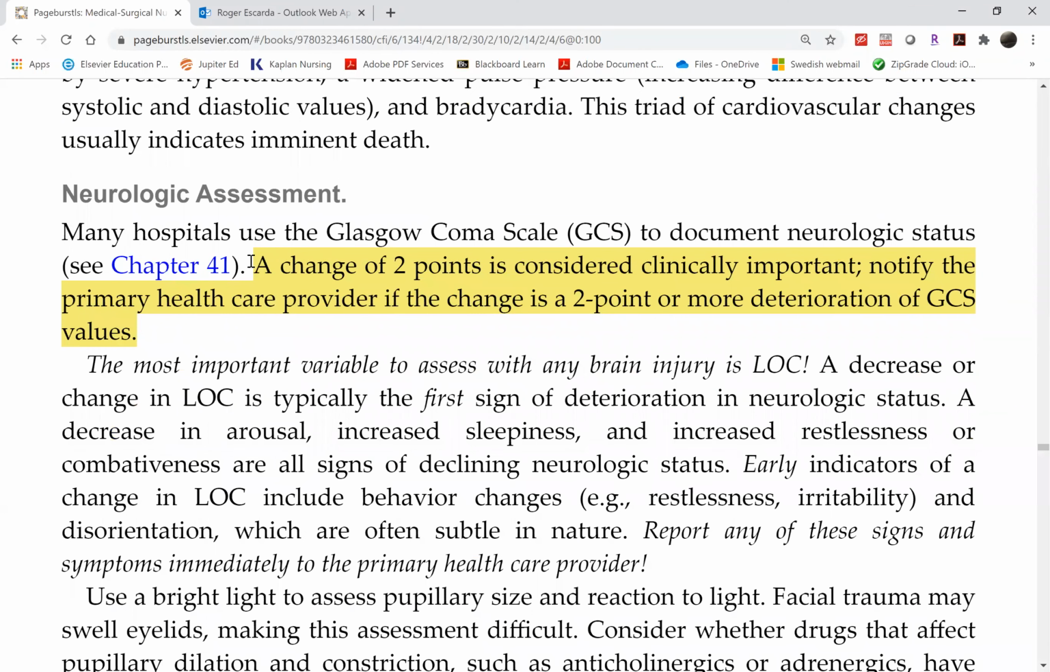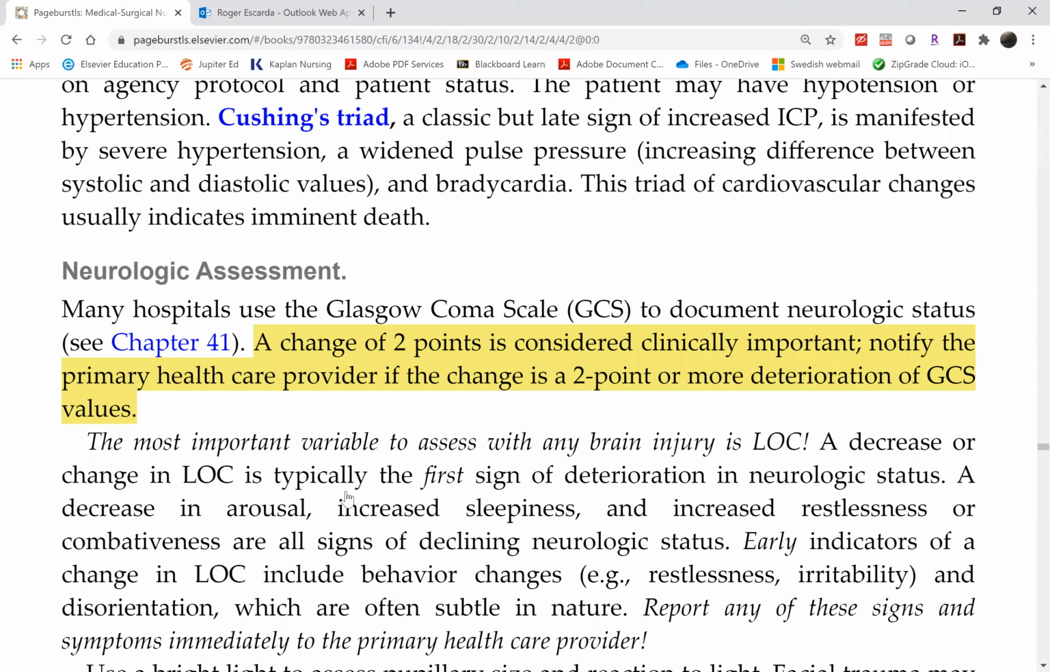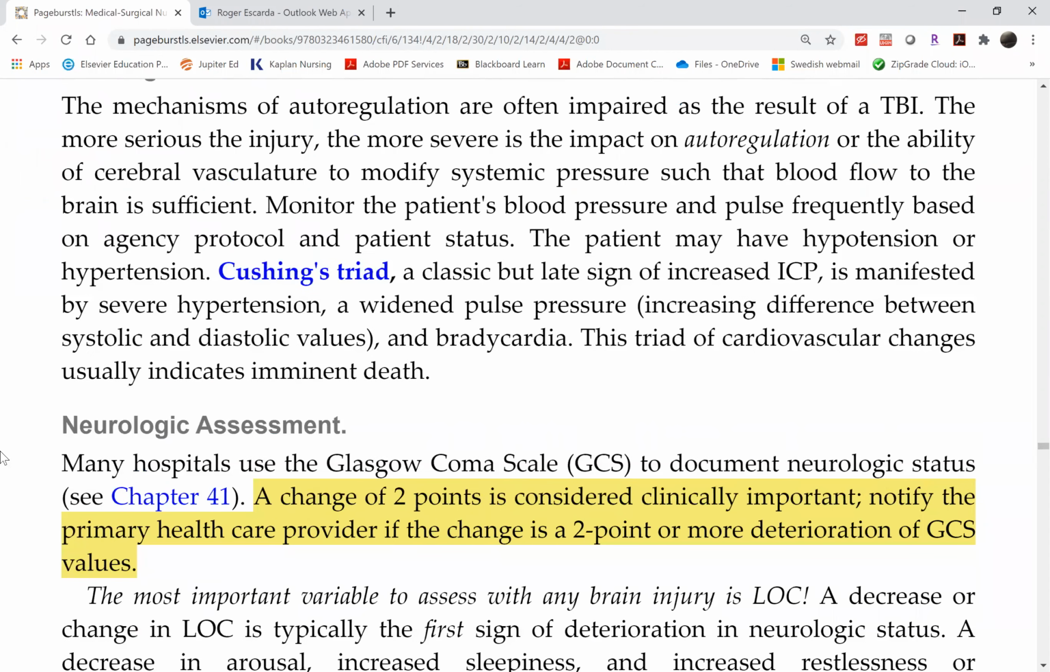Here's a trivia. So take note of all these, okay? Because on the test question, I will not give this exact statement. So instead of saying there's a change of 2 points, I actually give you the change. I'll start with, let's say, what was the baseline GCS score, and then what is it now? Same thing with the Cushing's triad. I will not say severe hypertension with a wide pulse pressure. I'll give you the patient's vital signs, blood pressure and heart rate. Is that clear? Because that's what you'll really see.